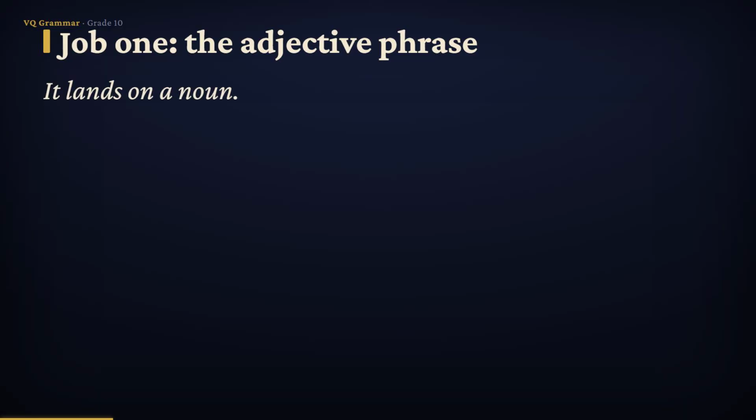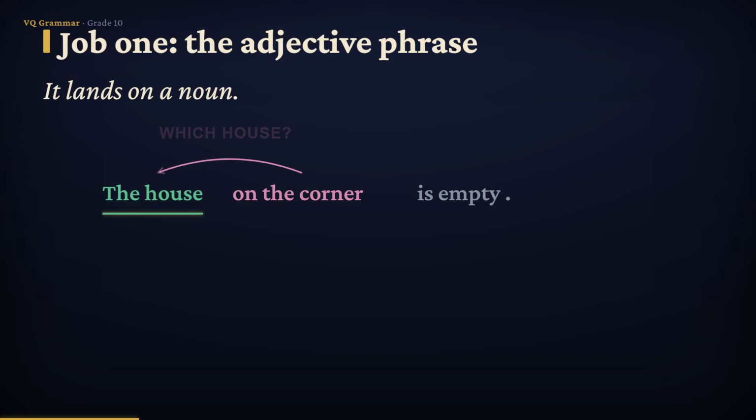A prepositional phrase can do the work of an adjective. Look at this one. The house on the corner is empty. Start with the noun, house. Then comes the phrase, on the corner. And the sentence finishes, is empty. Now ask yourself a question. Which house? The one on the corner. See how the phrase reaches back and points straight at the noun house? That is why we give it a name.